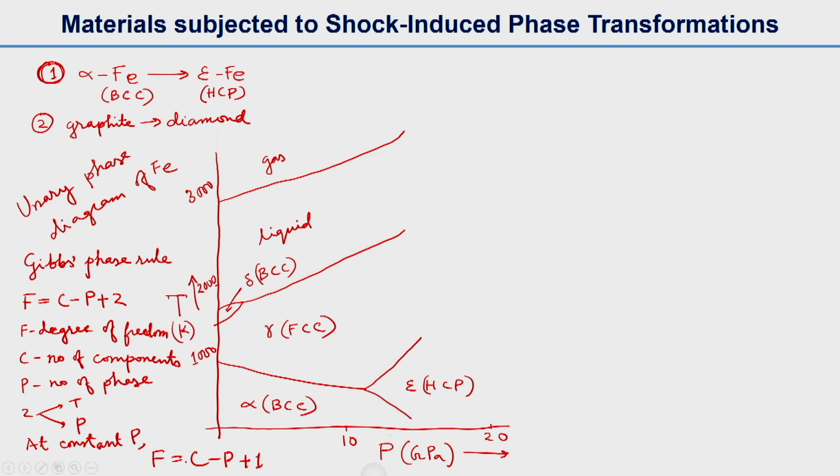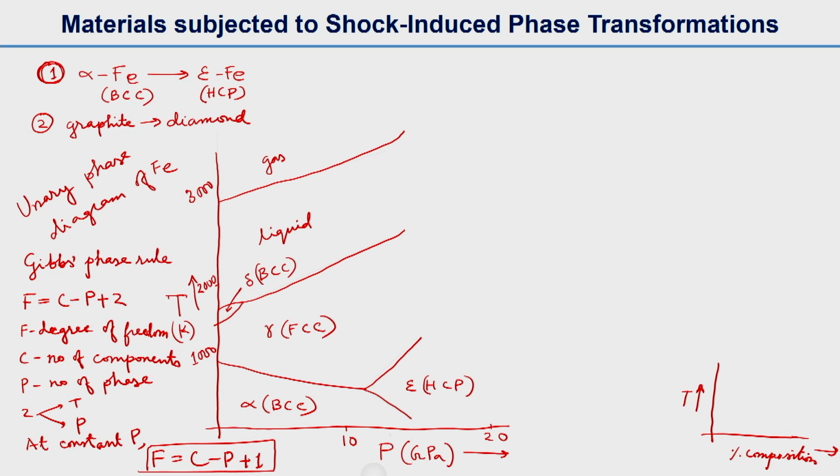As you know, there are some other phase diagrams at constant pressure, which I'll draw on the right hand side. At constant pressure you have temperature on the y-axis and percentage composition on the x-axis. These types of phase diagrams are generally drawn at constant pressure, and for that the Gibbs phase rule will be F equals C minus P plus 1.